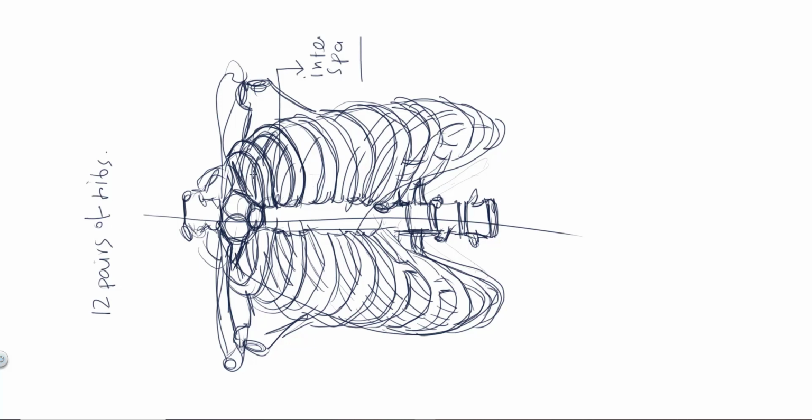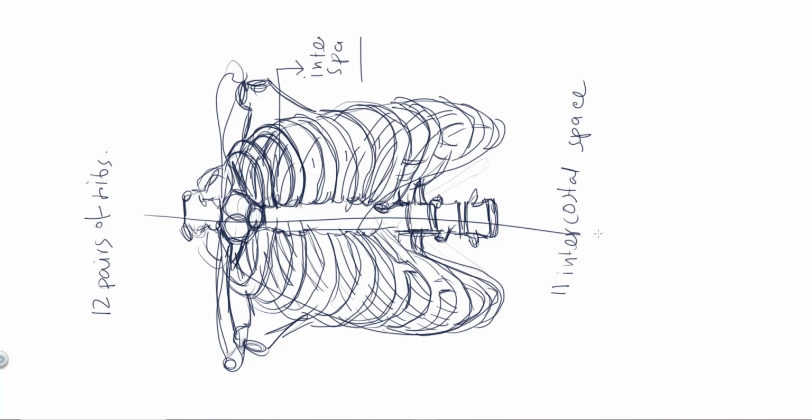If you count, there are 11 intercostal spaces. This space is called the intercostal space. So remember another thing: there are 11 intercostal spaces.